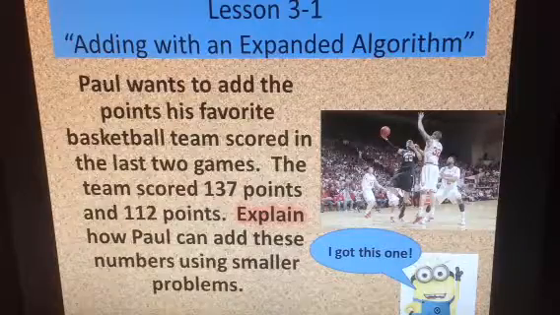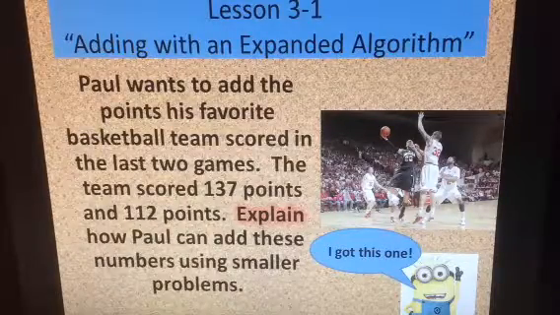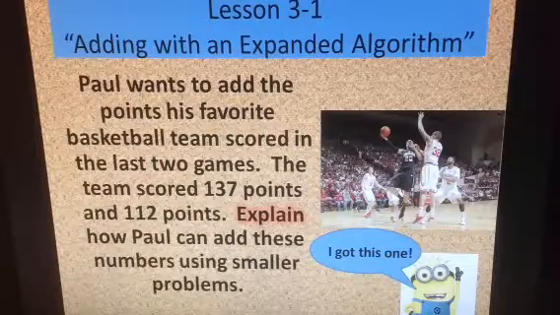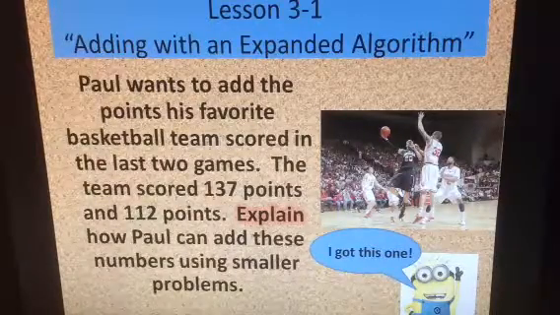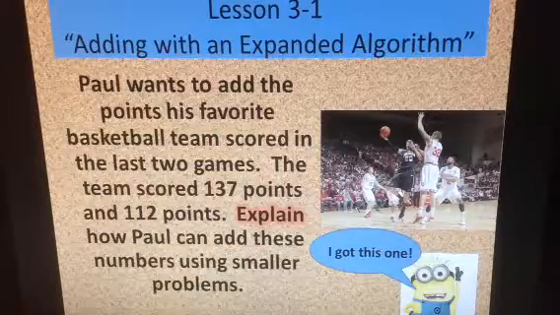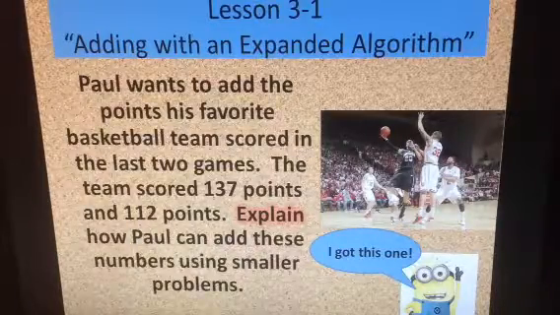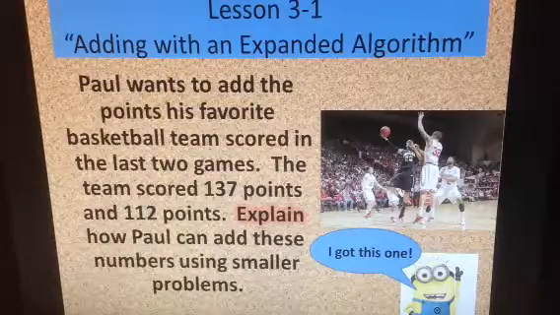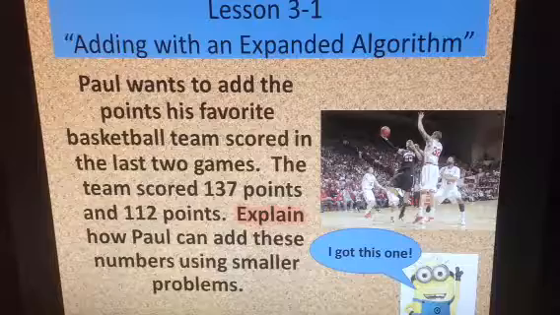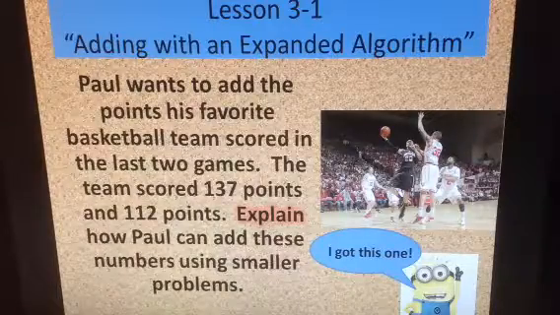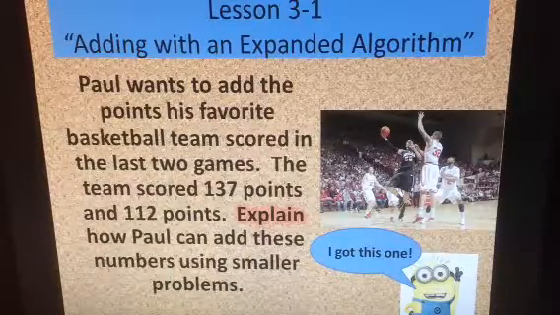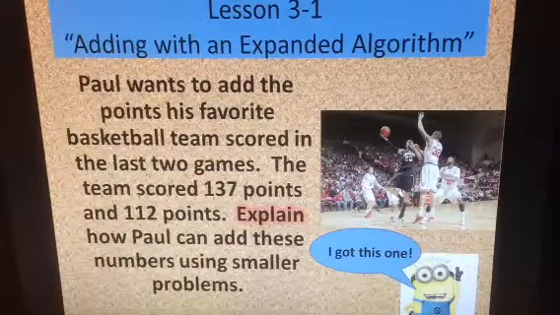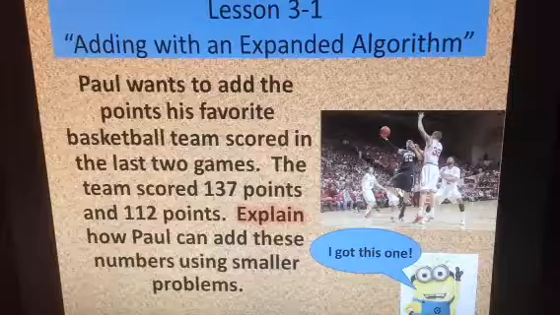Another problem in this one is a problem where we need to explain our work. That's tricky for a lot of students, so we're going to talk about that one. Paul wants to add the points his favorite basketball team scored in the last 2 games. The team scored 137 points and 112 points. Explain how Paul can add these numbers using smaller problems. So it's asking you to do the same thing that you've been doing, adding based on place value, but they also want you to explain what you're doing, so talk about what you're doing.